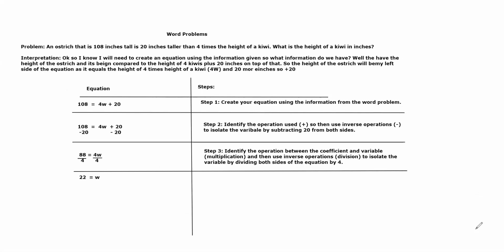Okay, so the word problem. An ostrich that is 108 inches tall is 20 inches taller than 4 times the height of a kiwi. What is the height of the kiwi in inches?